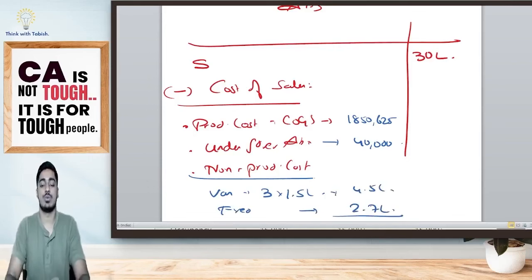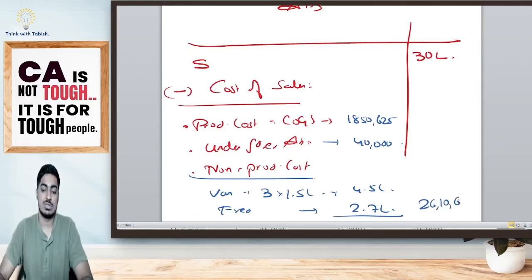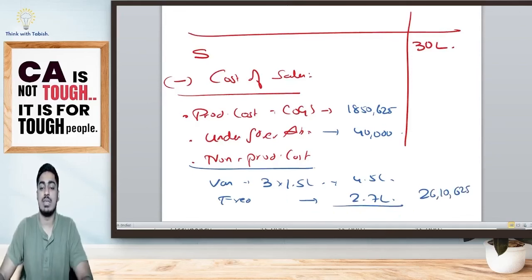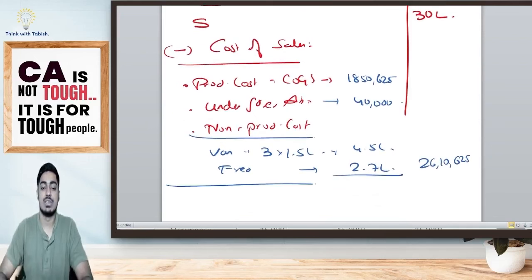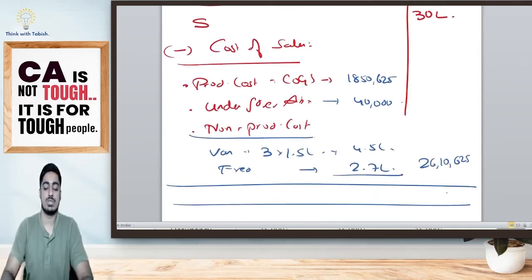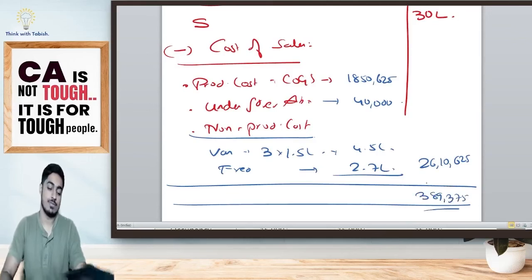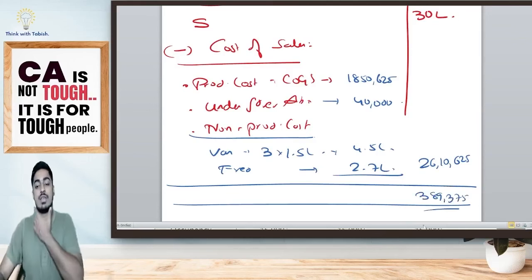That means altogether, students, 18,50,625 plus 40,000 plus 4,50,000 plus 2,70,000 makes it 26,10,625. That means what is my profit, students? Finally, my profit is 3,89,375. Yes or no, everyone?